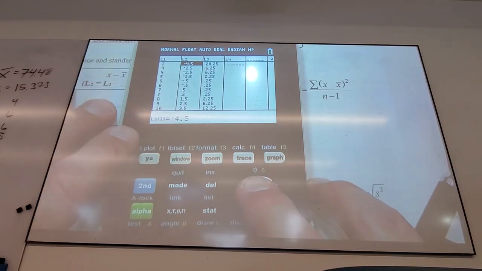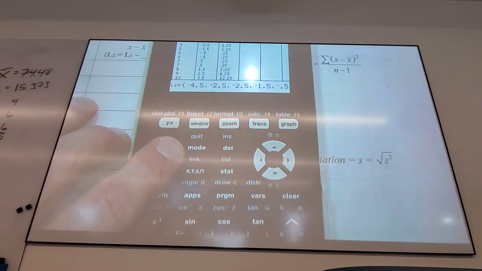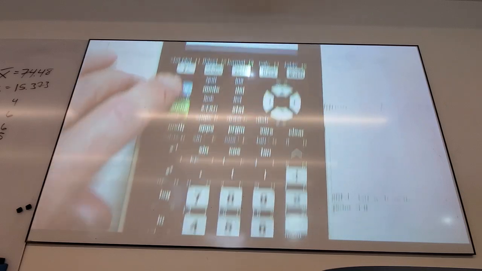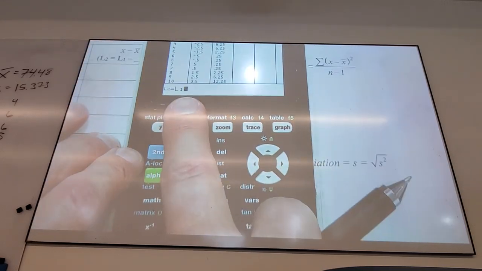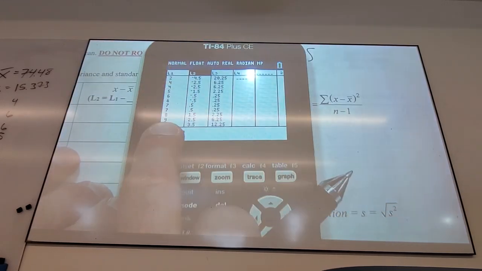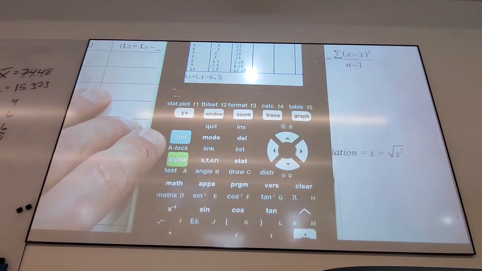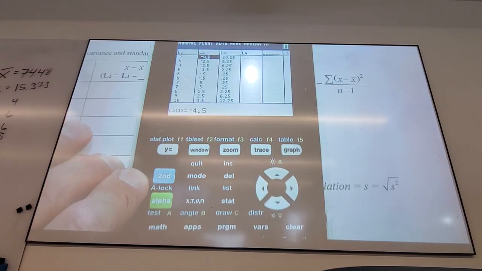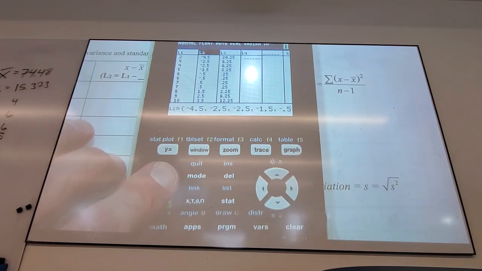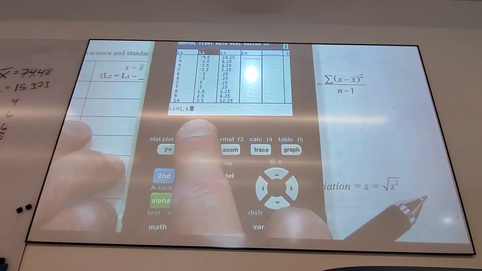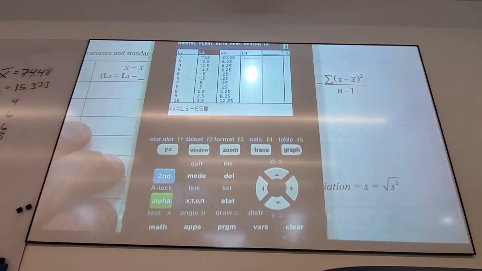How did you get the data that you got in L2? Okay, L2 was L1, right? All my x's are in L1, so I want L2 to be everything in L1 minus the mean, which was 6.5. So again, if you go up to L2, I want it to be L1 minus the mean, which was 6.5.